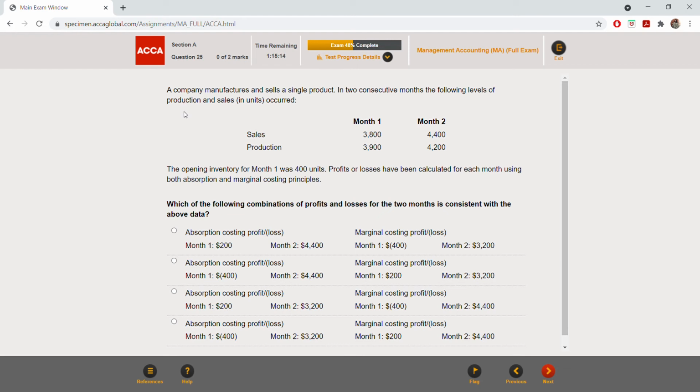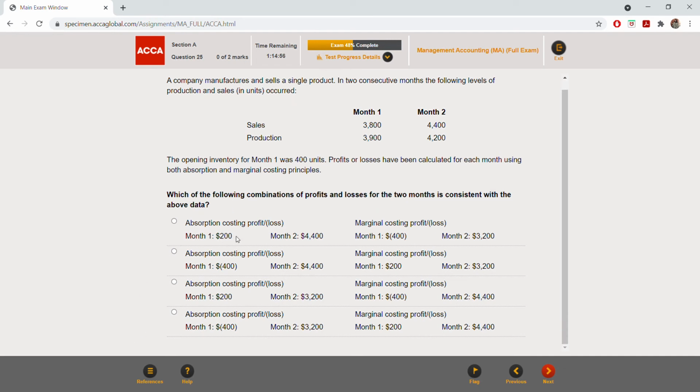Okay. Then month 2, opening inventory was 500, closing inventory is 300. It is less. Okay, so that means the marginal cost profit will be higher than absorption costing profit. So we'll see which one out of these 3 is correct. First one is this. Month 1 is 200 and it's a loss.